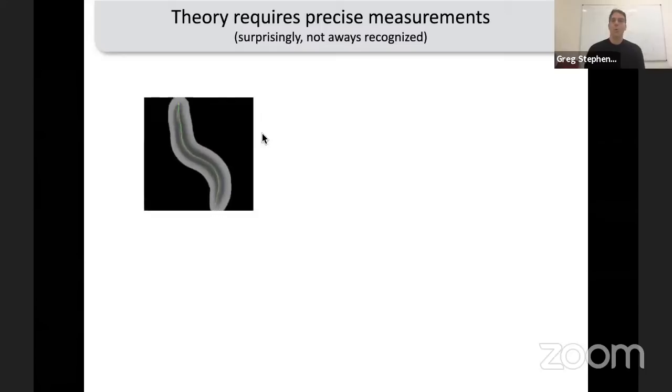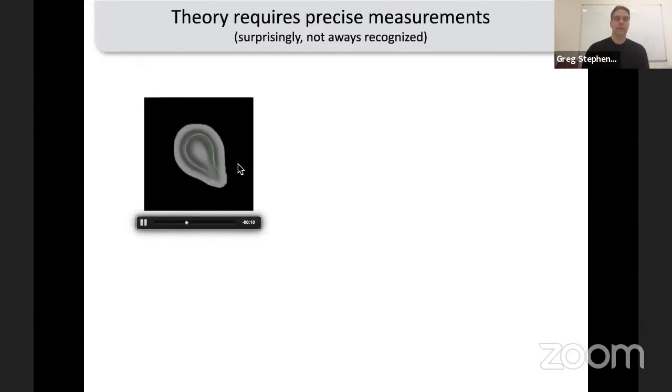So one of those ways that we get these precise measurements is, is that Zoom bar in the middle in the way of everybody? I can't tell if you can see it or not.